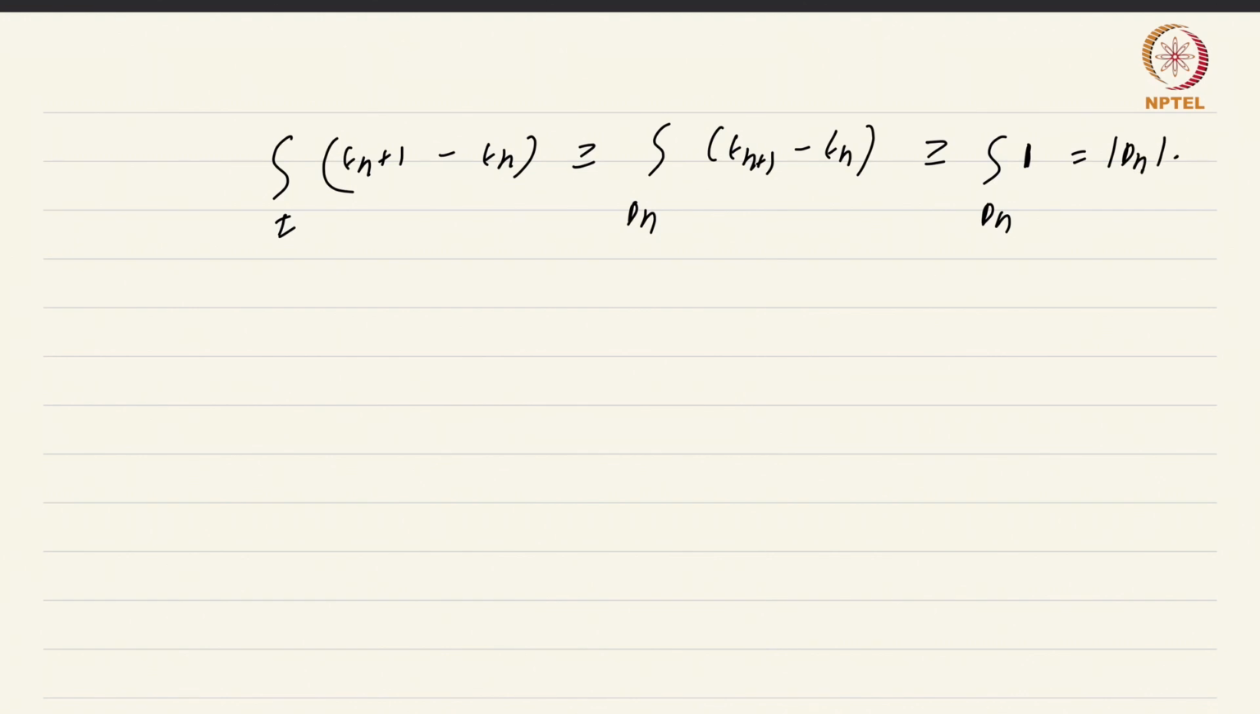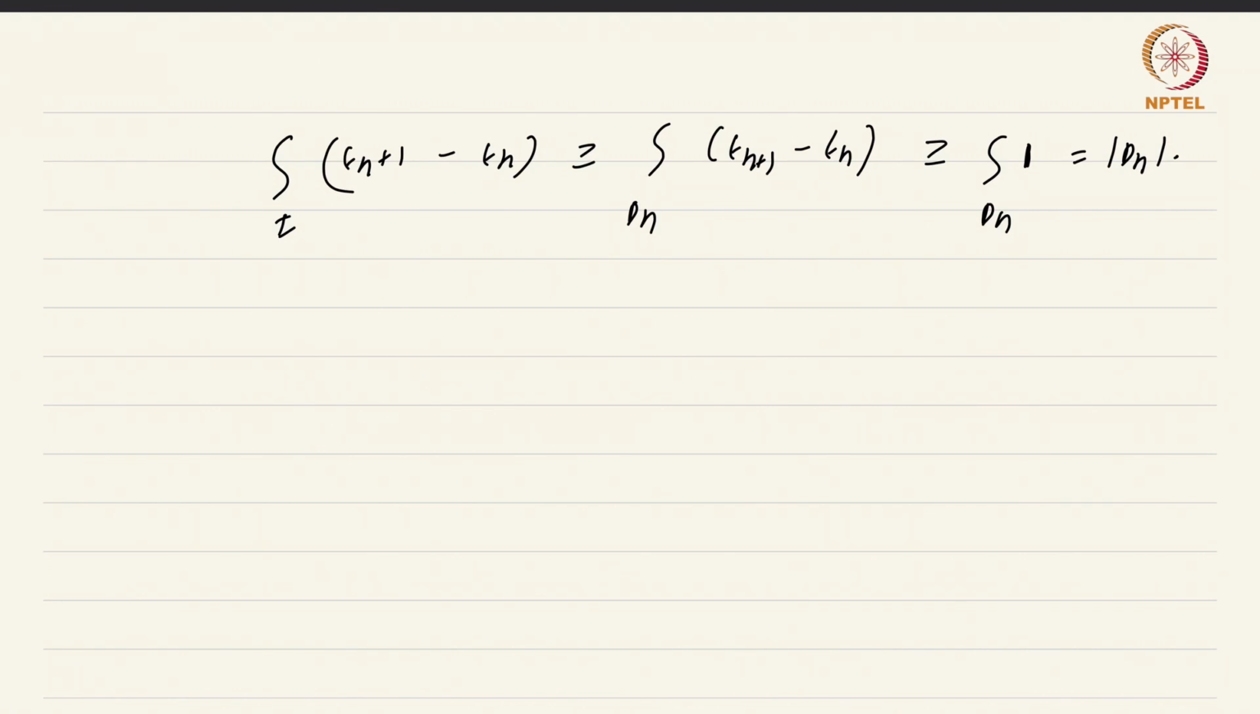Note that maybe I did not introduce this notation. This is just the length of D_n. Since D_n is a finite union of intervals, you can find out the length by just summing up the lengths of the intervals. Okay, excellent.